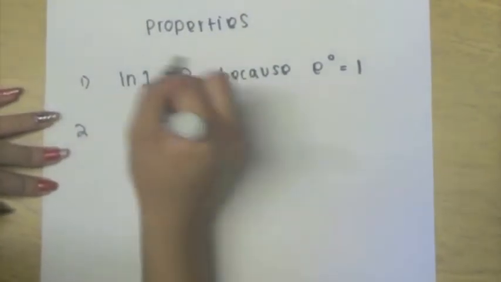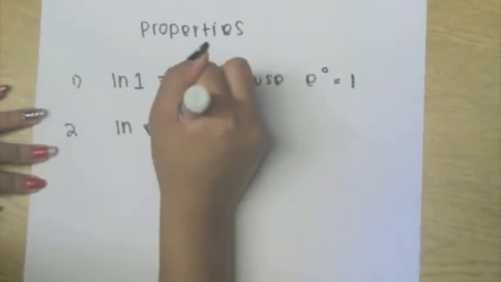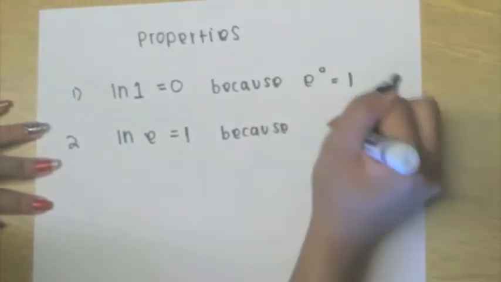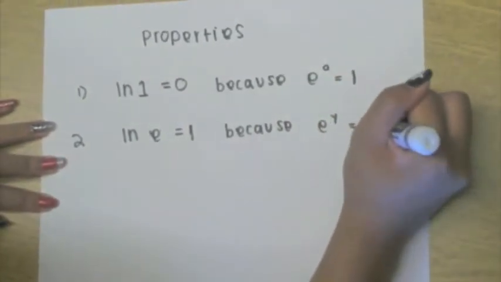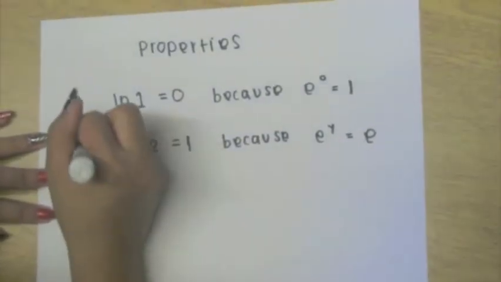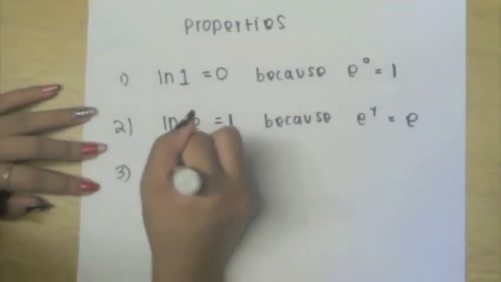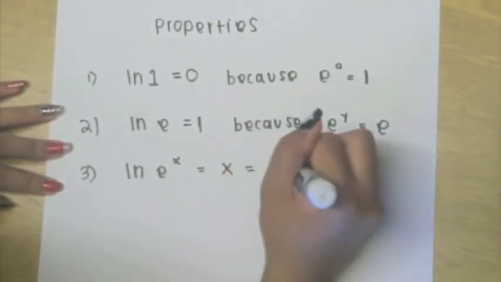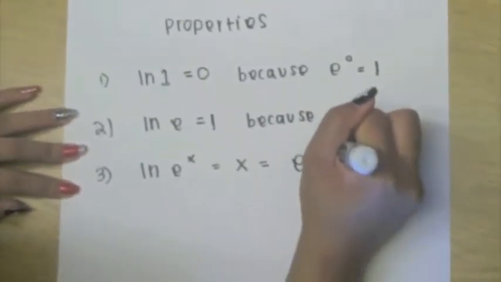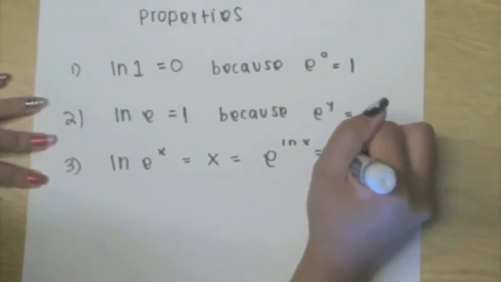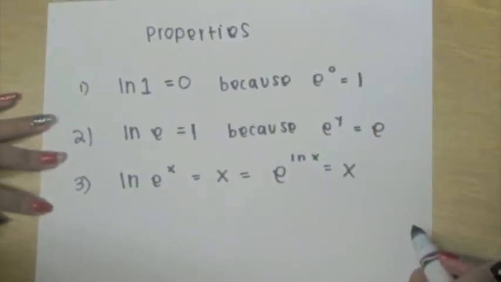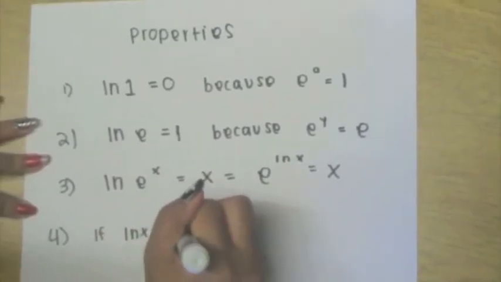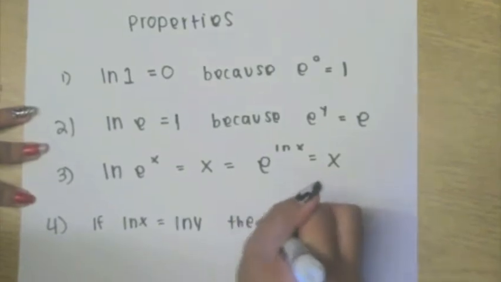Number 2 is ln of e is equal to 1 because e to the power of 1 is equal to e. Number 3, ln of e to the power of x is equal to x, which is the same as e to the power of ln of x is equal to x. And number 4 is if ln of x equals ln of y, then x will equal y.